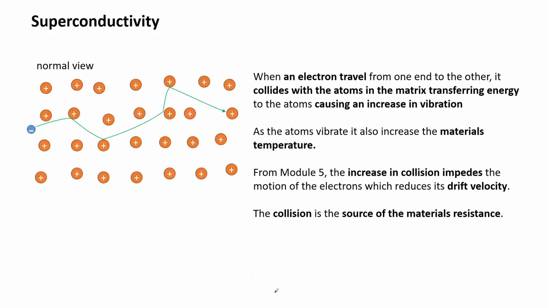When an electron travels from one end to the other, it collides with the atoms in the matrix, transferring energy to the atoms, causing an increase in vibration. As the atoms vibrate, it also increases the material's temperature. From Module 5, the increase in collision impedes the motion of the electrons, which reduces its drift velocity. The collision is the source of the material's resistance.